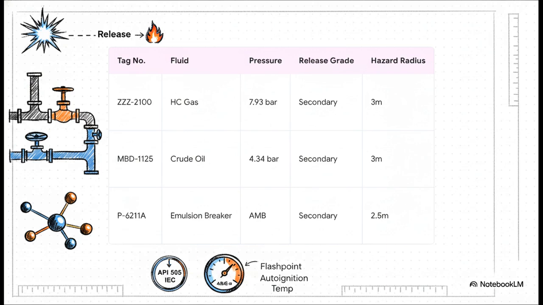For every single potential leak point, whether that's a flange, a valve, a pump seal, there is a specific line item. It tracks the equipment's tag number, the exact fluid composition, the operating pressure, and the release grade, which just tells us if the release is continuous, primary, or secondary. And based on API 505 and IEC guidelines, this schedule also pulls in data like flash points, vapor density, and auto-ignition temperatures. All of this data gets churned through equations to spit out that final all-important column, the hazard radius. That 3-meter radius calculated for a specific tag, that is exactly what dictates the size of the colored envelope on your drawings. The visual boundaries and the mathematical schedule are directly tethered to one another.